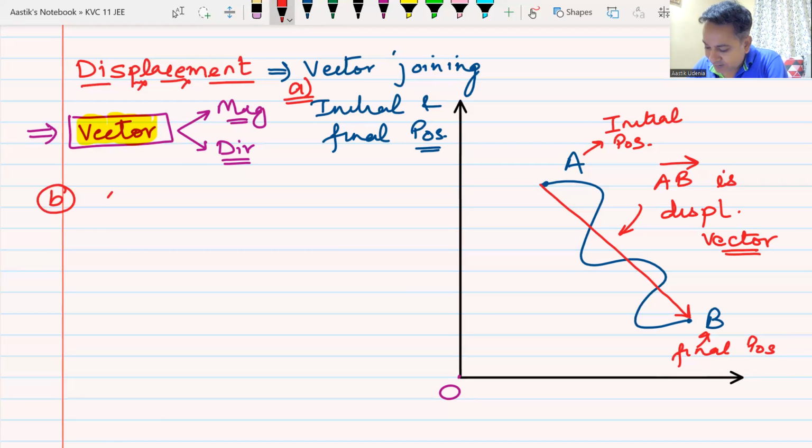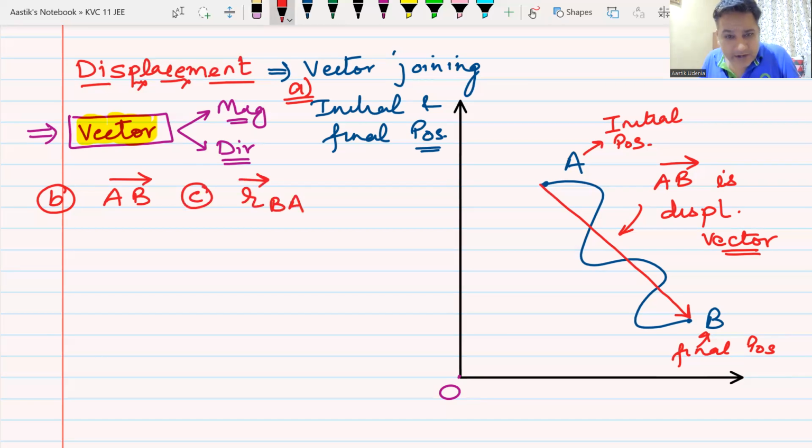Number B, you can write it as AB vector, a vector drawn from A to B. That is the second way of writing it. Is everyone getting this? Yes or no? Okay. Now look, if you understand something, you can write it in different ways. See, I can write it like this.